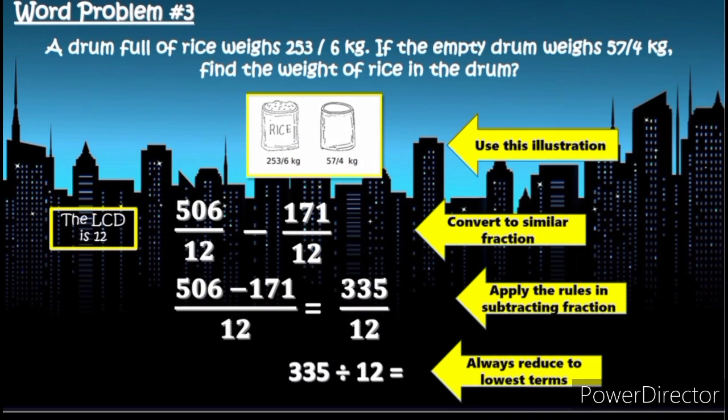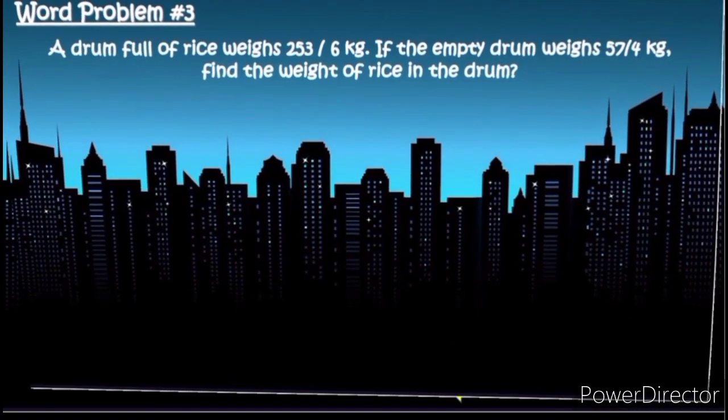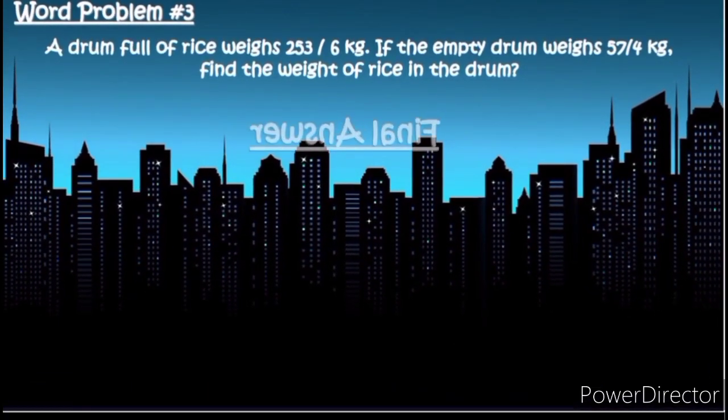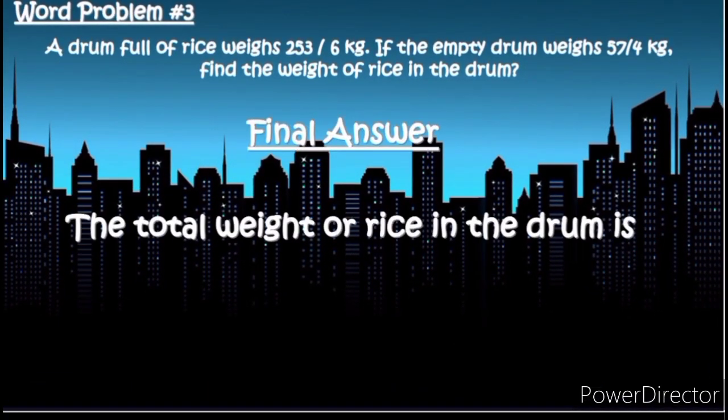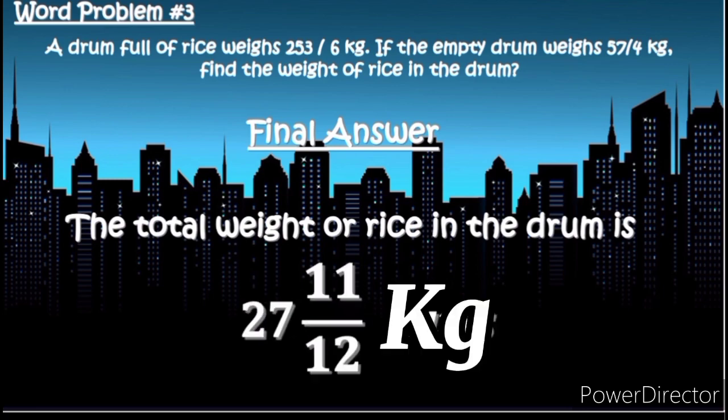335 divided by 12. For our final answer, the total weight of the rice in the drum is 27 11/12 kg.